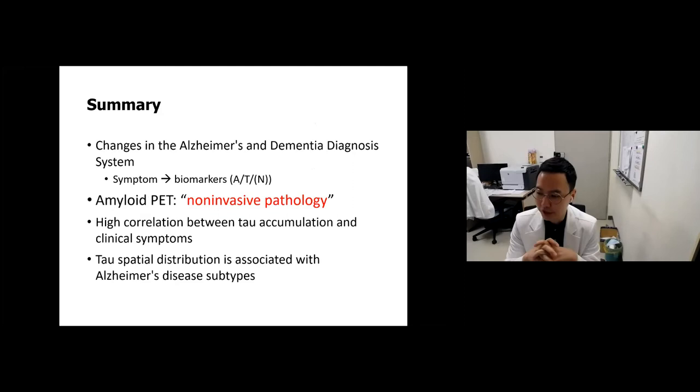So for the summary, there is currently a paradigm shift in the Alzheimer's disease diagnosis system from symptom-based to biomarker-based, which is known as ATN. Amyloid PET, from numerous studies, has gained usage as a non-invasive pathology marker. Studies have shown a high correlation between tau accumulation and clinical symptoms, and more importantly, the spatial distribution of tau is associated with the Alzheimer's disease subtype and can also be used for the differential diagnosis of primary tauopathies.